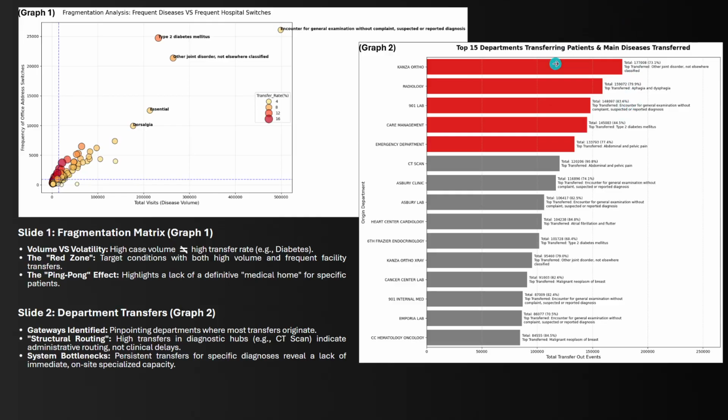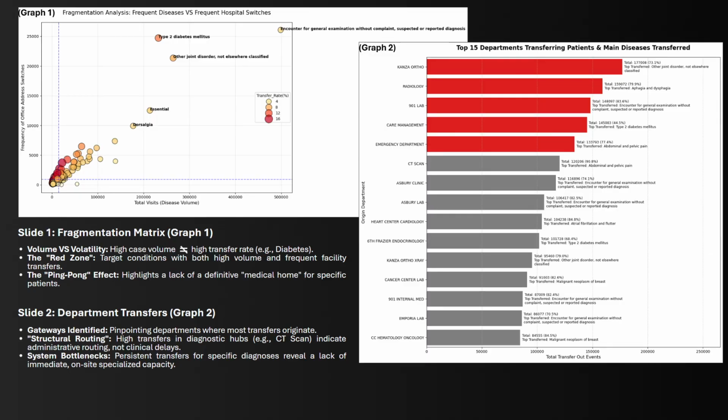So right here, this slide presents a fragmentation analysis comparing disease volume with the frequency of hospital or department switches, alongside the departments most involved in patient transfers. On the left, it shows how often patients switch departments relative to the total number of visits for each diagnosis. We can see that conditions like type 2 diabetes and joint disorders not only have high patient volume but also have a higher number of department switches.